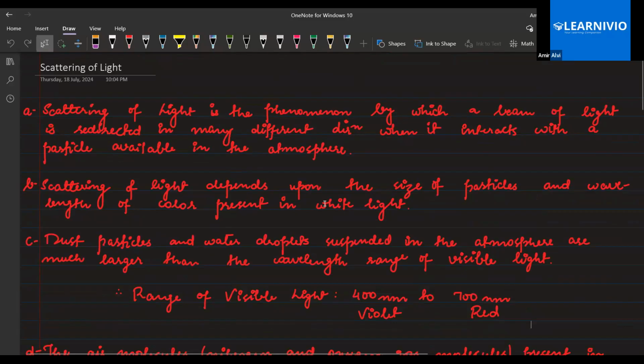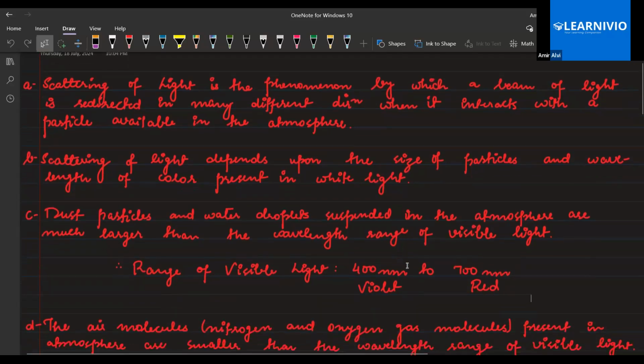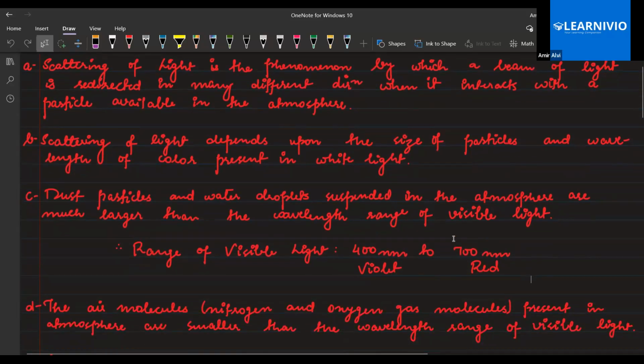So every color particle will be scattered depending on its size, right? How much they interact with the atmosphere, right, everyone? Smaller particles scatter the small wavelengths, and larger particles will scatter the large wavelengths. These particles and water droplets suspended in the air are much larger than the wavelength range of visible light. That's why they are going to scatter this red light.